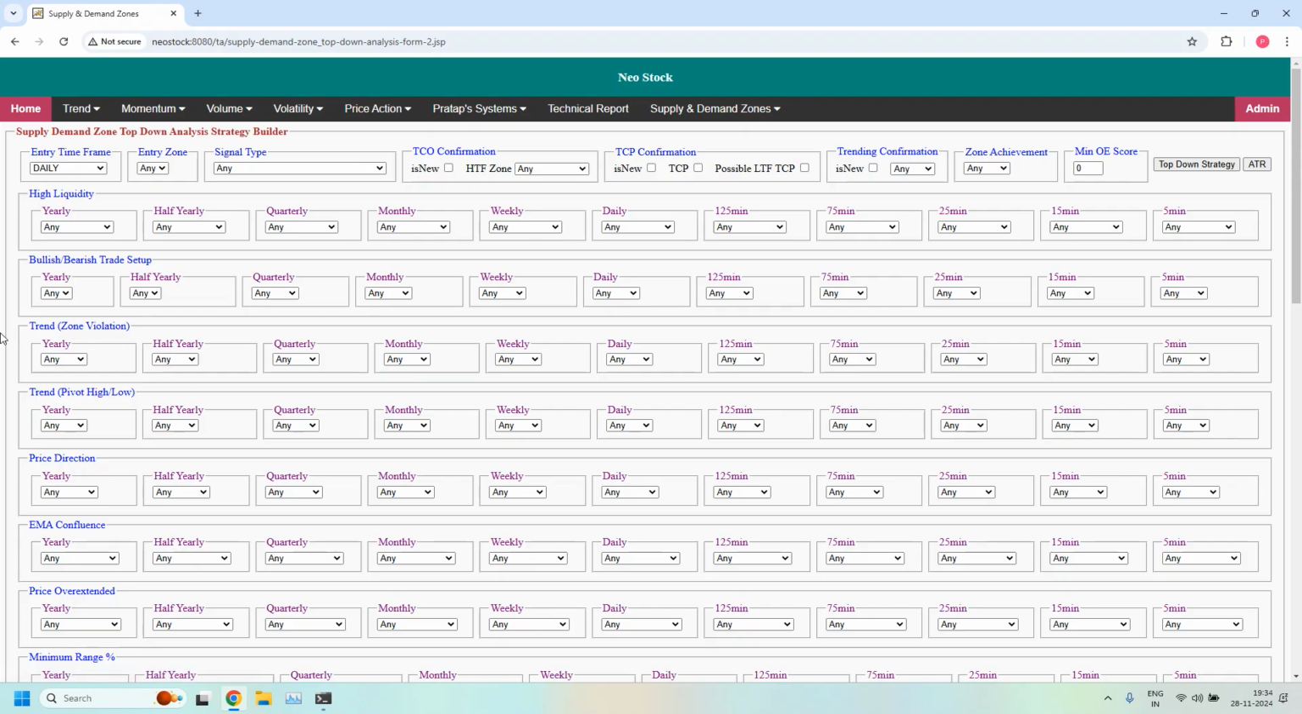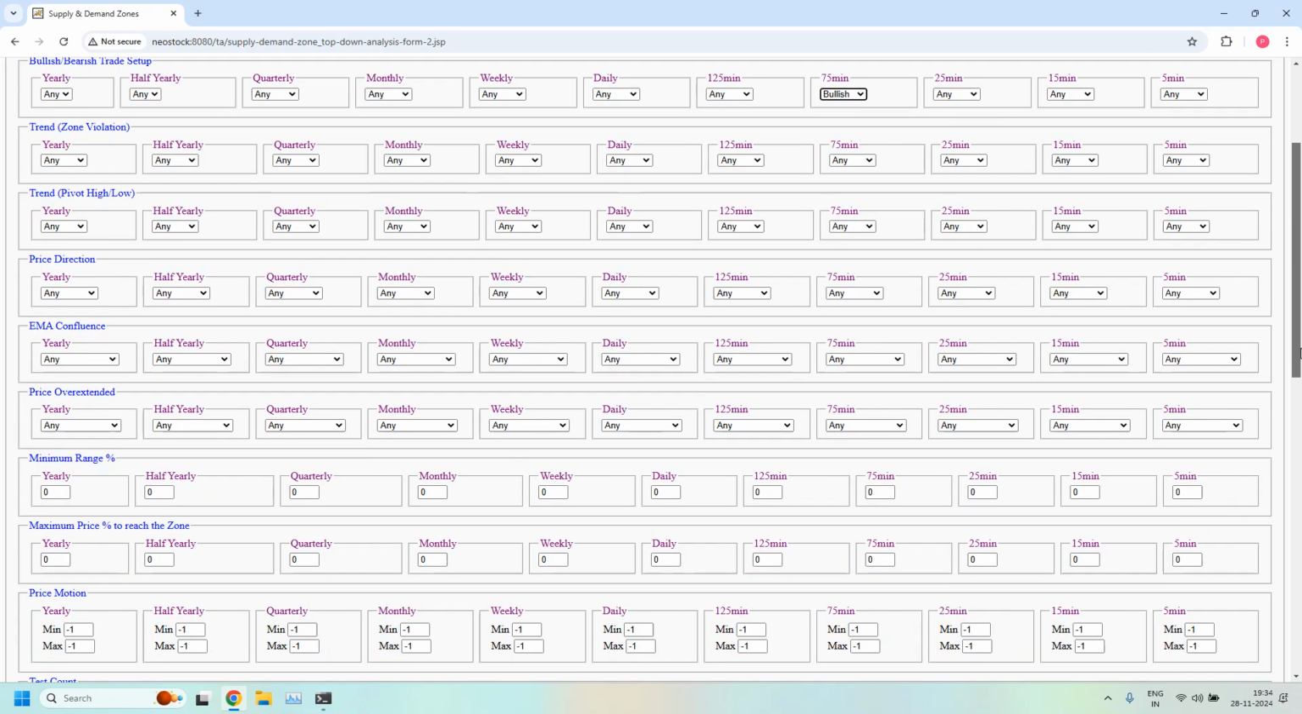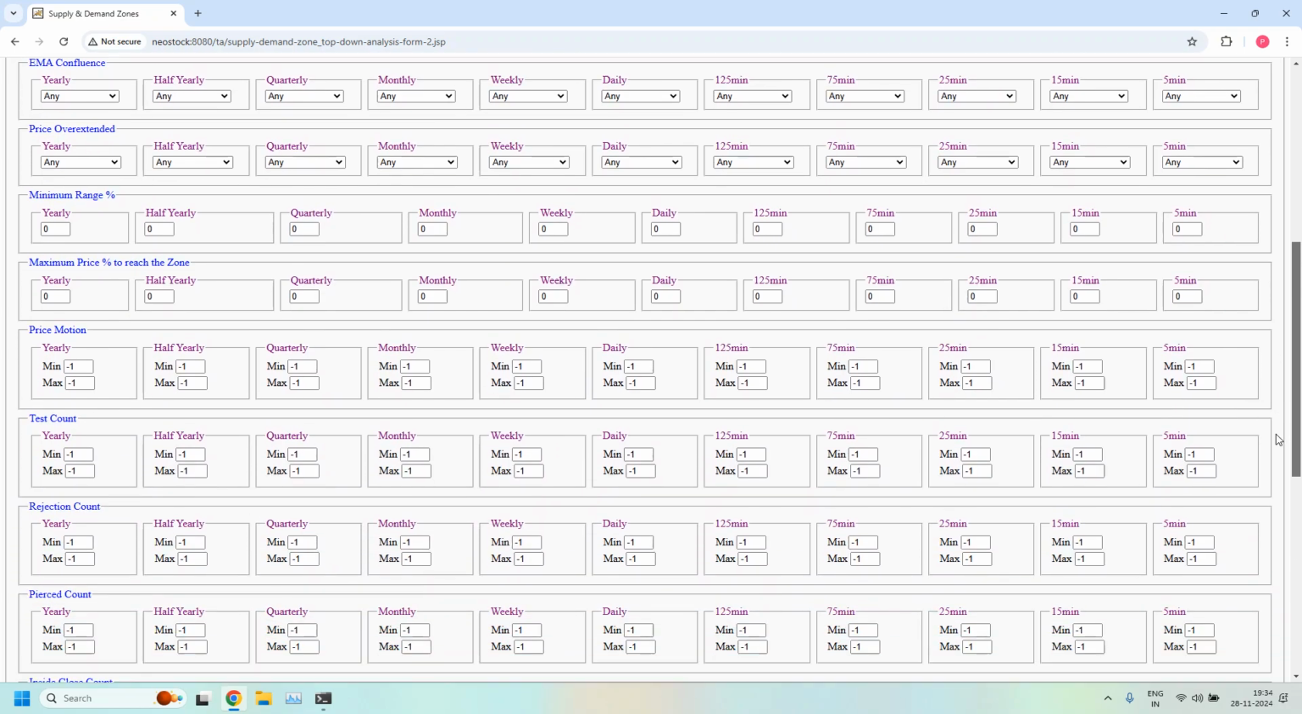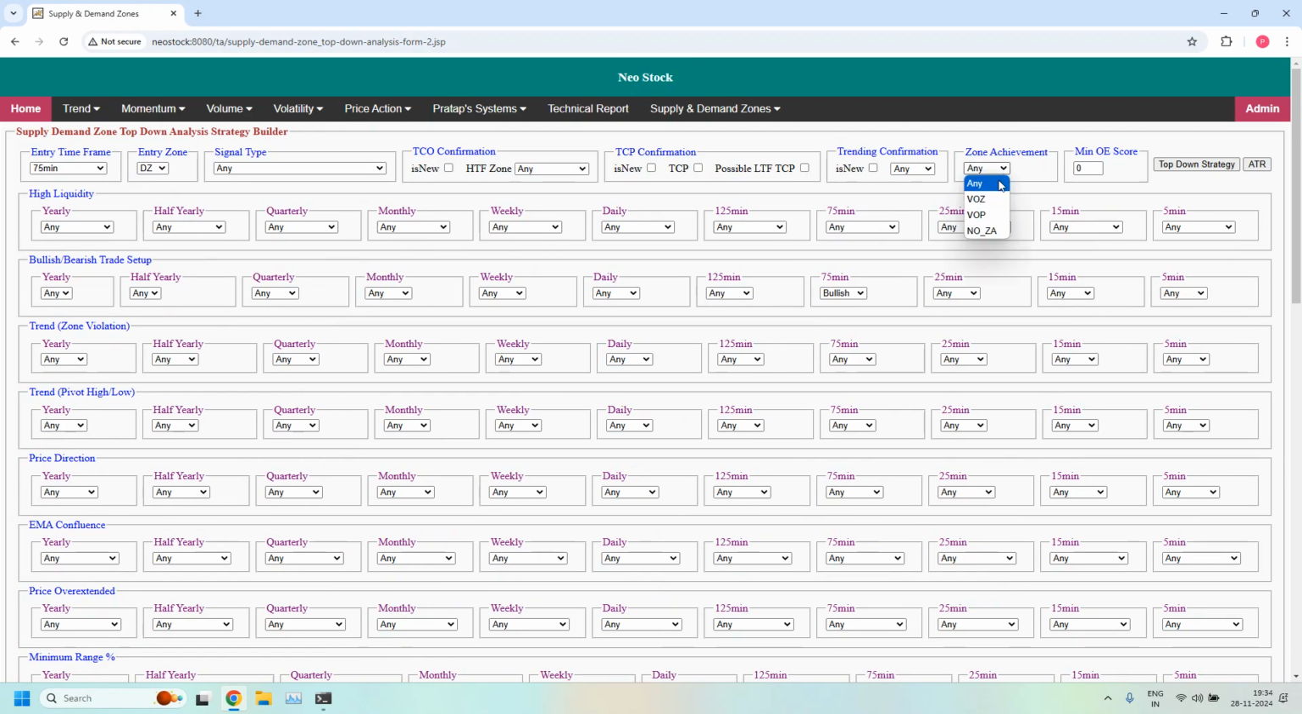Next, bullish trade setup, weekly income trade, entry time frame 75 minutes, entry zone, demand zone. In bullish or bearish trade setup at entry time frame 75 minutes, I am selecting bullish. This 75 minutes demand zone should not be pierced. So in the pierced count at 75 minutes time frame, minimum value I am setting 0. Maximum value is 0. That means zone is not pierced. Zone achievement violated opposing zone. Minimum order enhancer score 12. All the 3 filters are applied to 75 minutes demand zone.